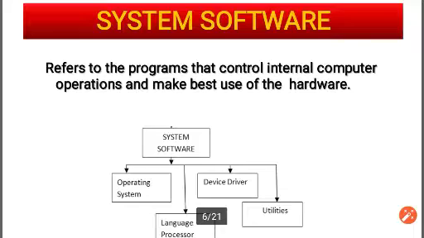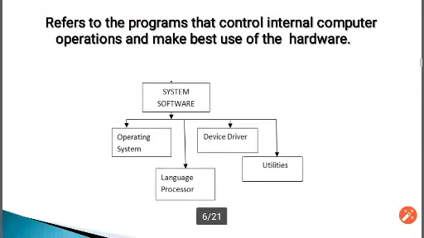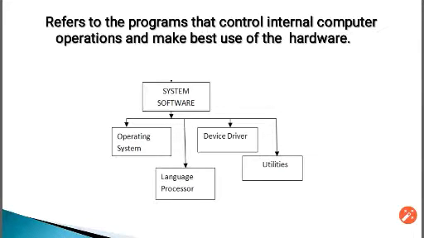Now, what is system software? System software refers to the programs that control internal computer operations and make the best use of the hardware. So basically you can say system software controls the internal operations of the computer, the operations with which the computer is working, the internal one. And we can have the categories of system software as in the last slide we have discussed. Computer system software is having operating system, language processor, device driver, and utilities. We will be studying four of them in upcoming slides.